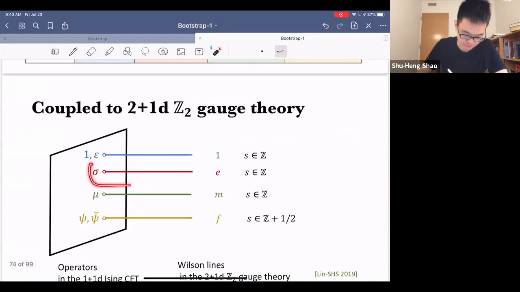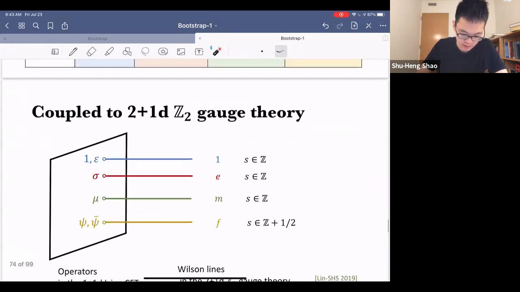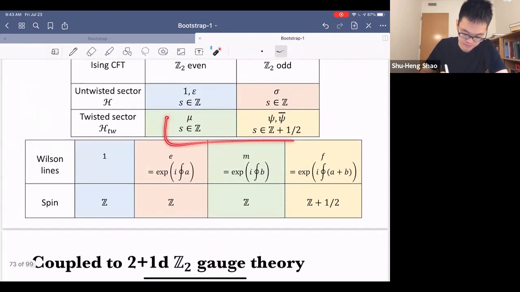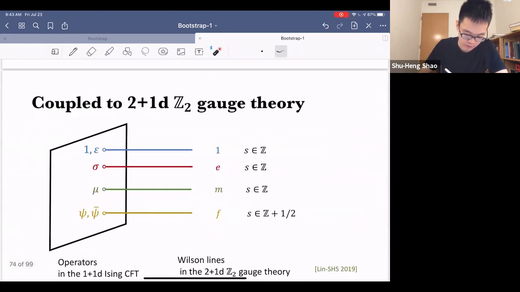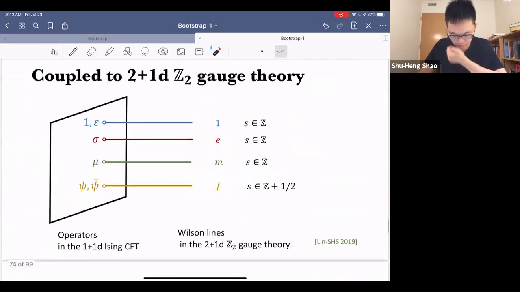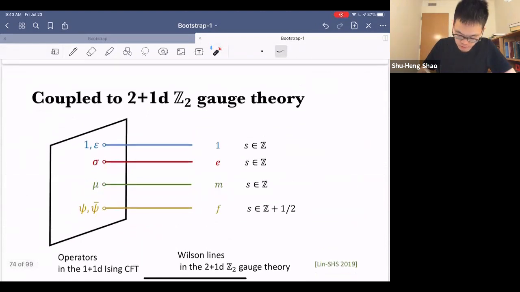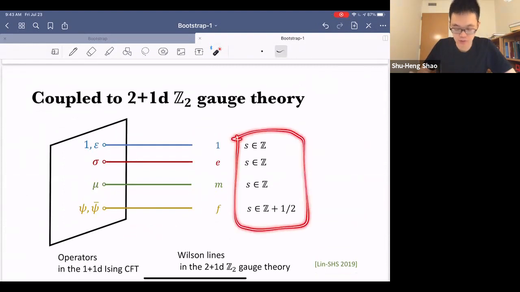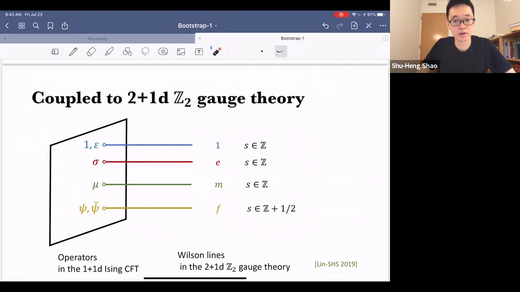Okay, that's natural. What's more interesting is the twisted sector states. They now carry Z2 fluxes, and they are at the end of the magnetic line and the fermion line. So this is to give a 2+1D interpretation of the spin selection rule that we saw earlier, which was derived in a completely 1+1D manner. But it actually has a 2+1D interpretation.